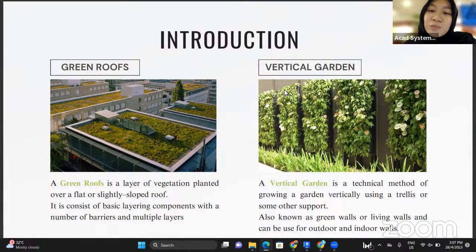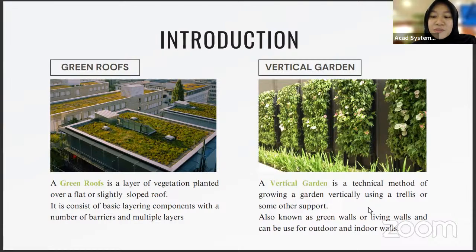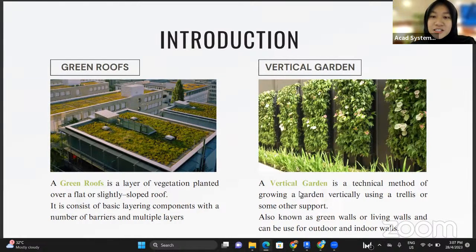For the second topic, which is the vertical garden, a vertical garden is a technical method of growing a garden vertically using a trellis or some other support, also known as screen walls or living walls, and can be used for outdoor and indoor walls.